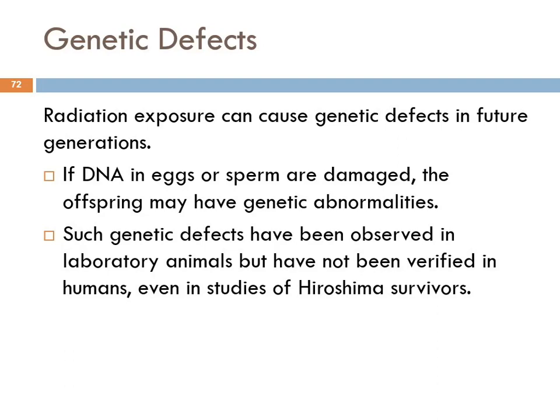Another problem that can happen is genetic defects in future generations. If DNA in an egg or a sperm is damaged, that can cause the offspring to have abnormalities. This has been demonstrated in laboratory animals, but it has not been verified in humans. Even in studying survivors of Hiroshima who were exposed to large amounts of radiation, there have not been any studies that really verified that this could happen in humans. But the fact that it happens in laboratory animals suggests that it's certainly possible in humans as well.